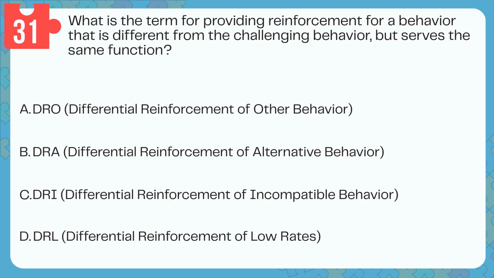Question 31. What is the term for providing reinforcement for a behavior that is different from the challenging behavior, but serves the same function? A. DRO, differential reinforcement of other behavior. B. DRA, differential reinforcement of alternative behavior. C. DRI, differential reinforcement of incompatible behavior. D. DRL, differential reinforcement of low rates.